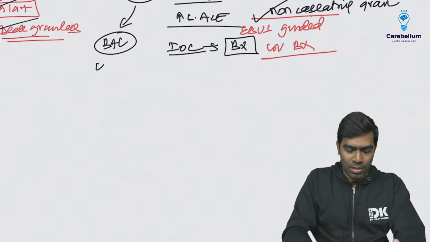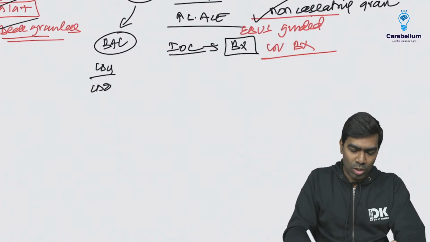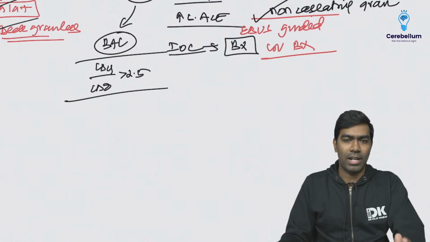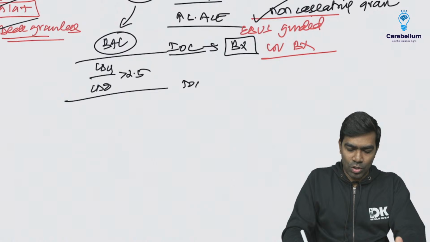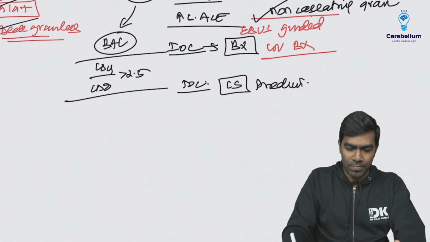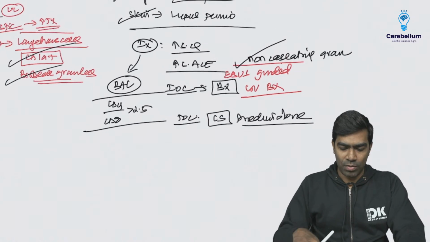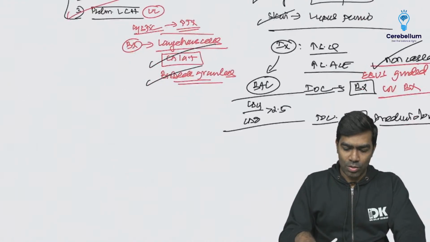In the BAL, you see something called CD4-CD8 ratio. If it's more than 2.5, it is also diagnostic of sarcoidosis. BAL CD4-CD8 ratio more than 2.5. Treatment of choice is corticosteroids. You're going to start with prednisolone. That's the first line therapy. Prednisolone is the first line therapy. That's the treatment of choice. Okay, that's all about sarcoidosis.